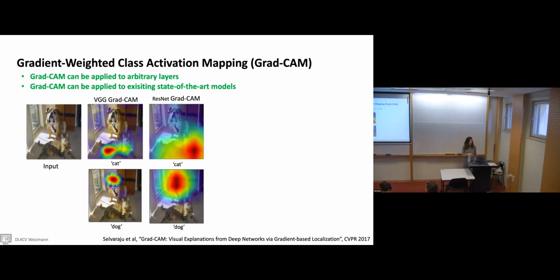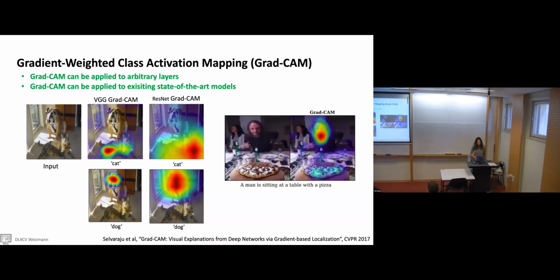It can be applied to arbitrary layers. It doesn't have to look at the last conv layer. And because it's so general, it can also be used to analyze language-image models. For example, if I have a model that produces captions for images, I can use this technique with some tweaks to highlight the regions that were important for generating the caption. You can see that it highlights the pizza and the man, and this was important for generating this caption.